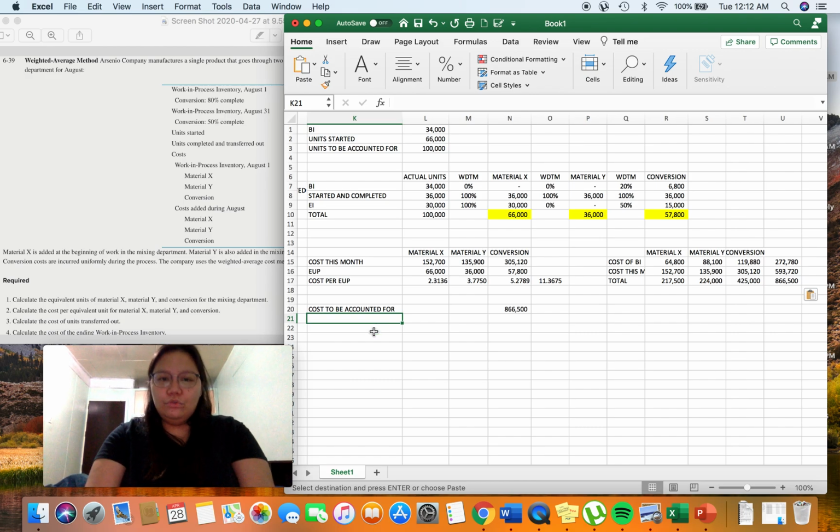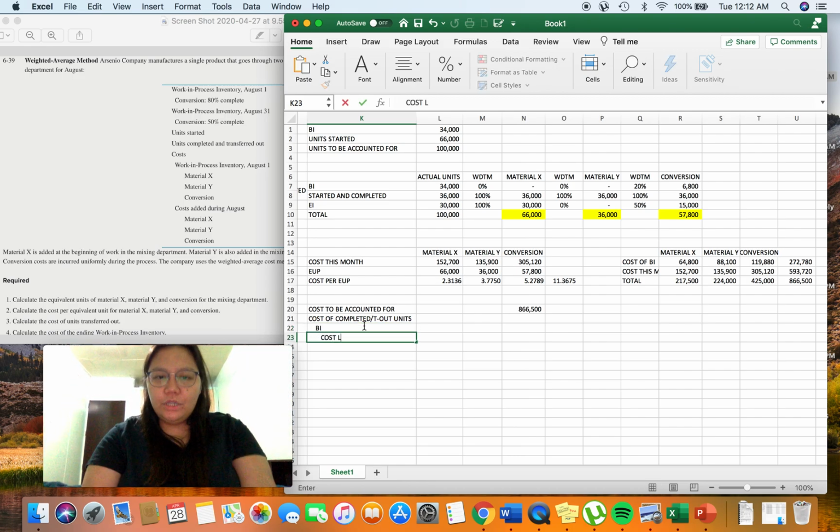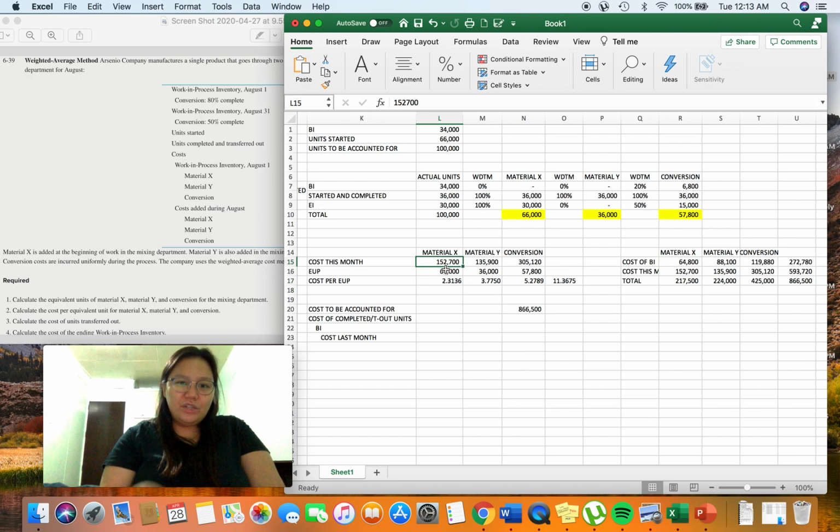Di ba? So, we have cost of completed or transferred out units. Okay? So, dito, we have the completed beginning inventory. For the beginning inventory, una mo munang lalagay dyan is the cost last month. Remember, in the cost per EUP we have computed here, hindi mo naman sinama yung cost last month, di ba? This month's cost lang yan.